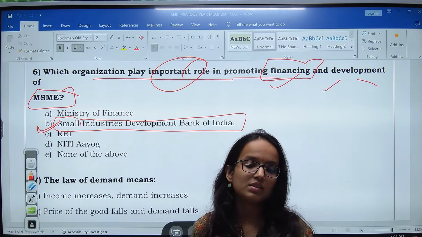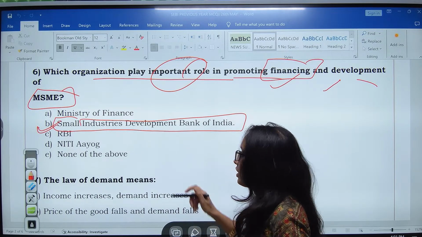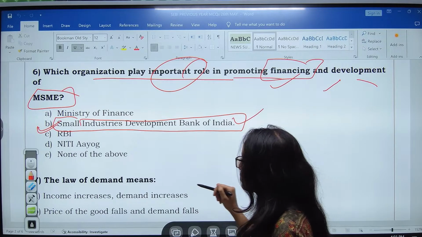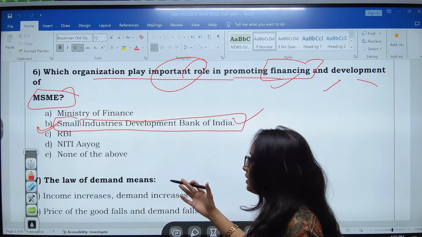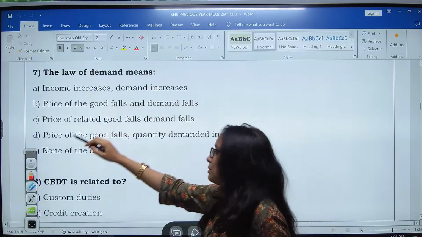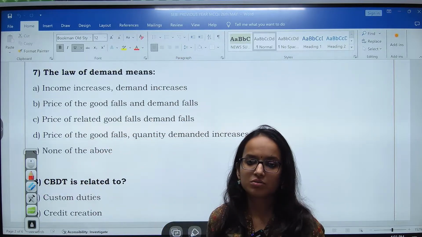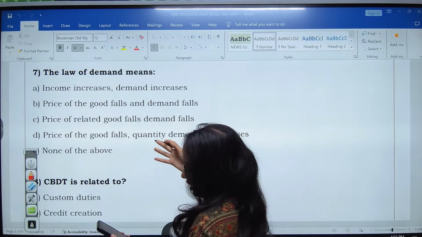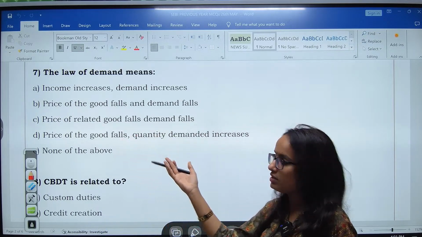SIDBI is the right answer. Small Industries Development Bank of India. Then the next question is law of demand means. This is again your previous year question only. Law of demand means what? Given the options, tell me the answer: A, B, C, D or E.